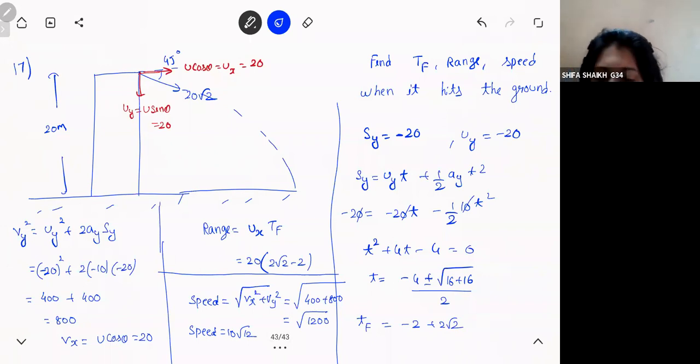Yeah, so I'm not understanding this t calculation. 4 minus 4 plus or minus root 16. Don't you know the roots of a quadratic equation?